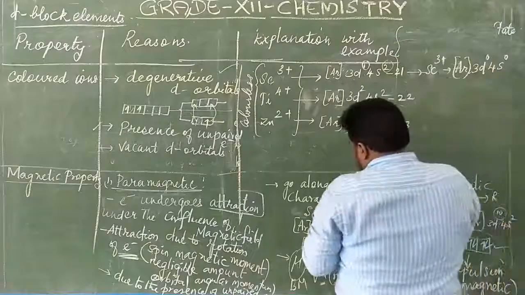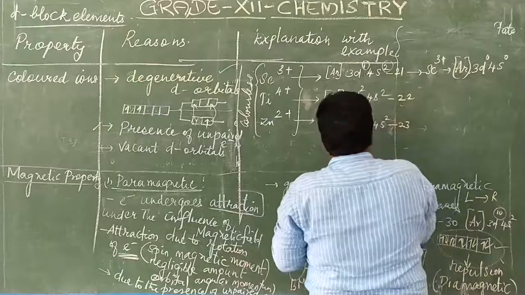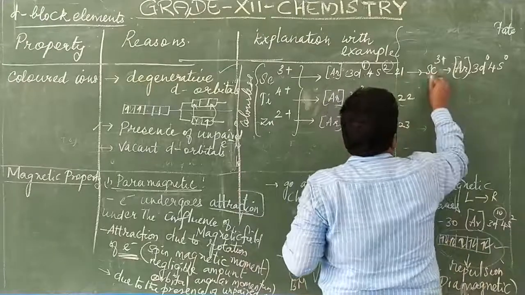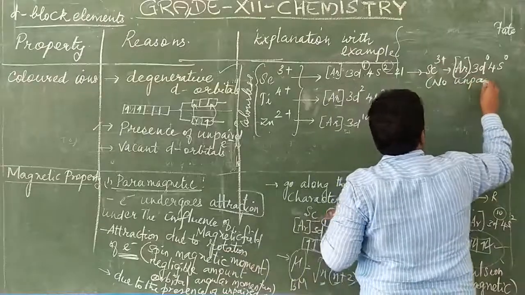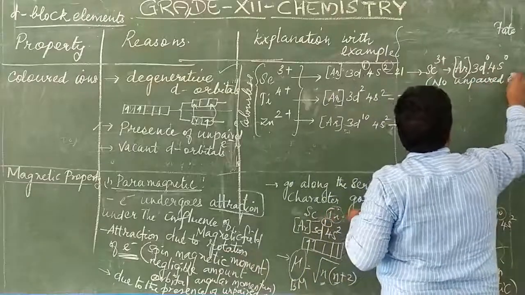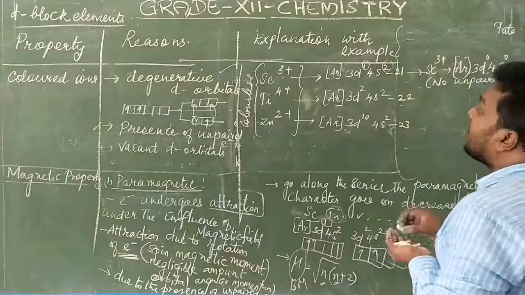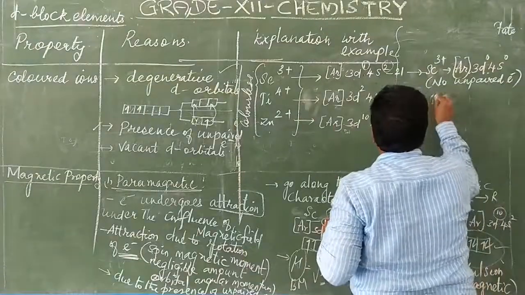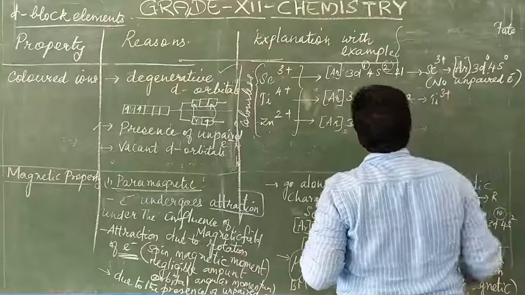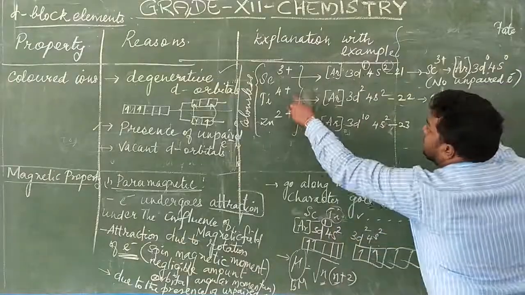So that means what? What is the condition here actually? The prevailing condition is there is no unpaired electron to get excited, isn't it? Now coming to this titanium. So what is the oxidation state? I told you titanium is in the 4 plus oxidation state. Here titanium is 4 plus.